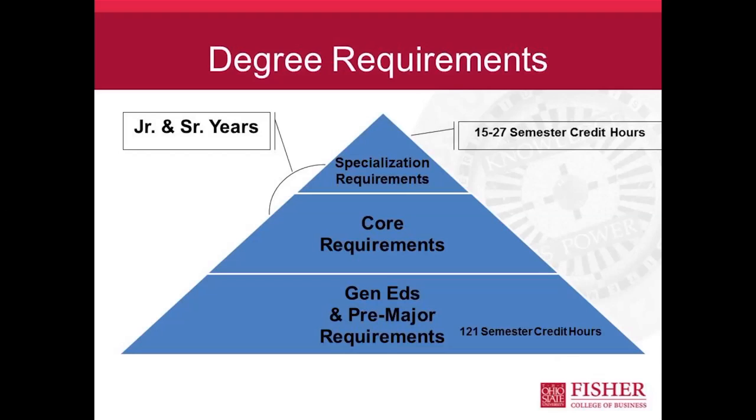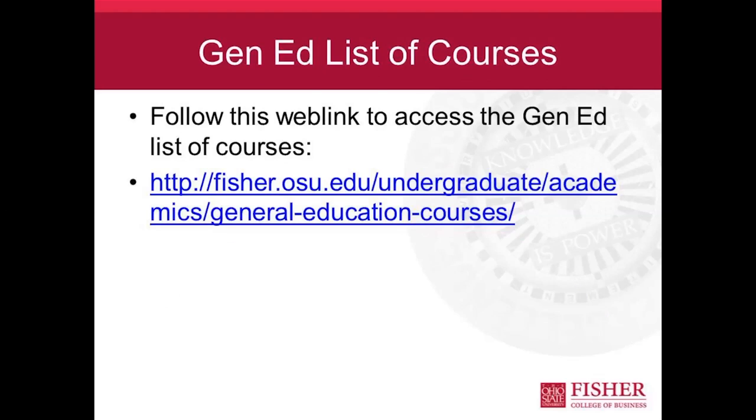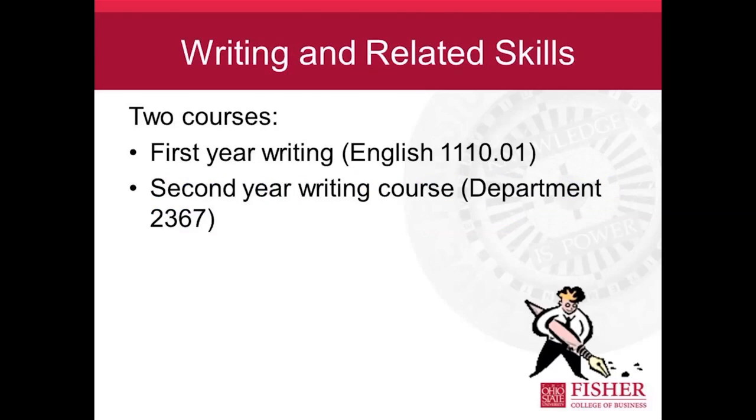All requirements in the pyramid must be completed prior to graduation, and a total of 121 semester credit hours must be earned. Now we are going to focus on the Gen Ed requirements, or the bottom section of the pyramid on the previous slide. To see a full listing of all the Gen Ed courses available, please click on the link listed here.